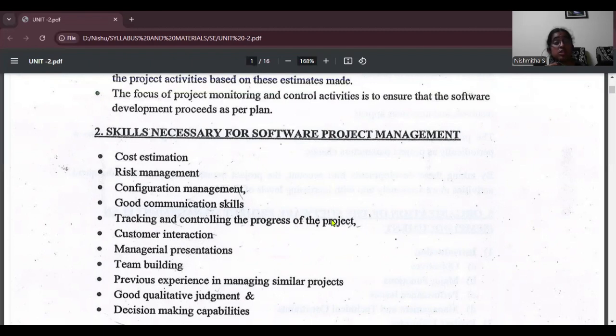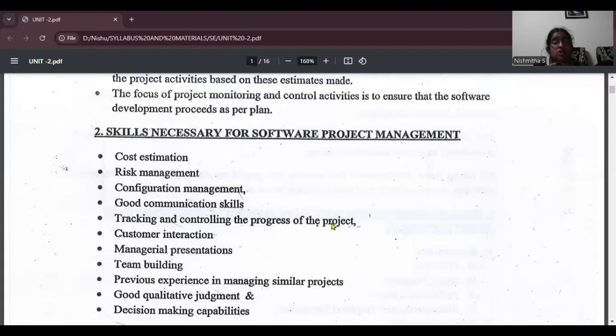Good communication skills. The project manager should have very good communication skills to communicate with the customers or to communicate with the project members. Because with this good communication skill, he must be able to convey the requirements and also the things that are necessary for leading a project to a good software project.